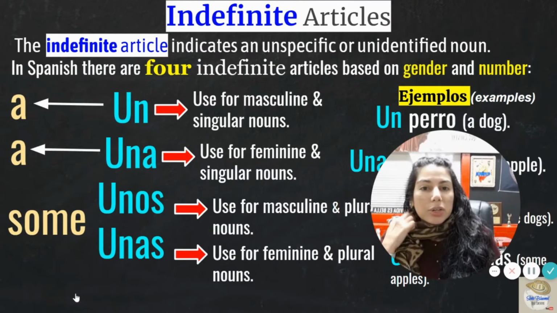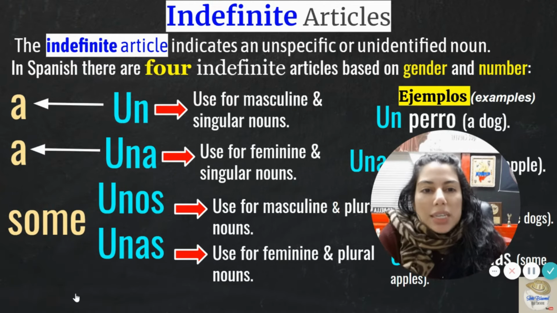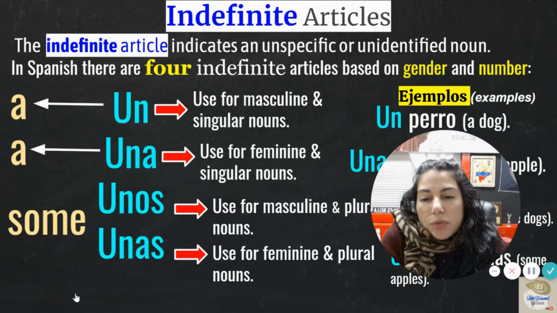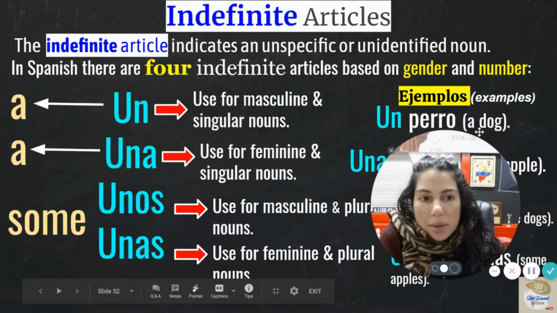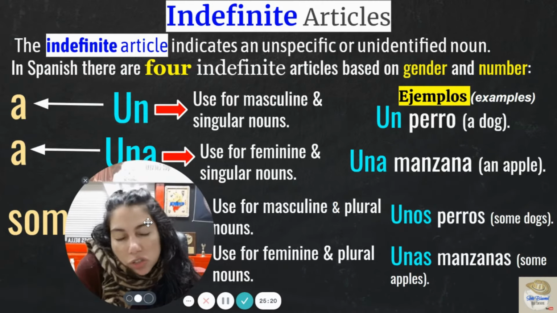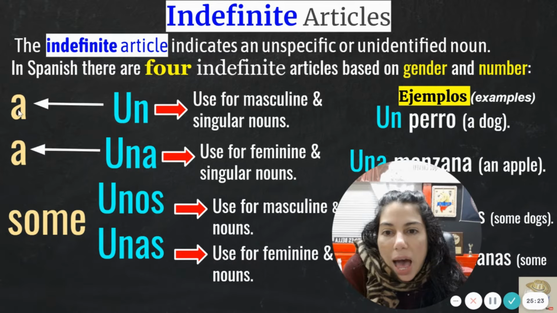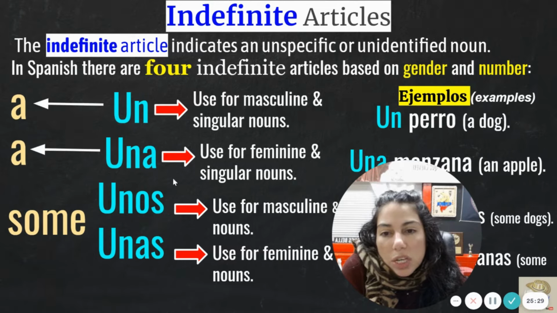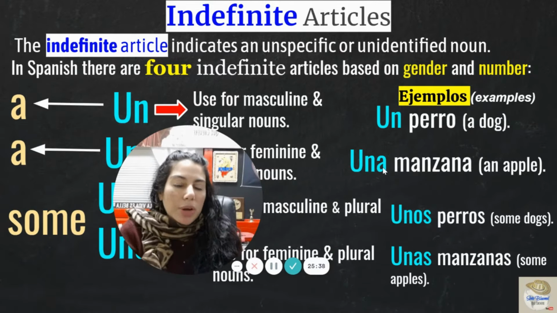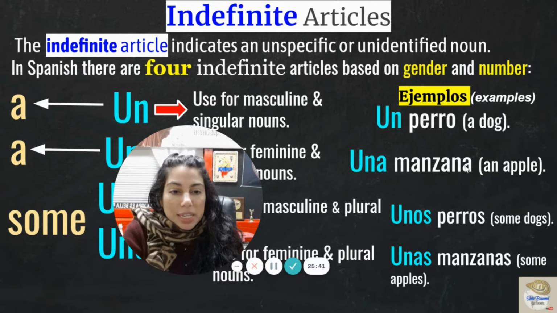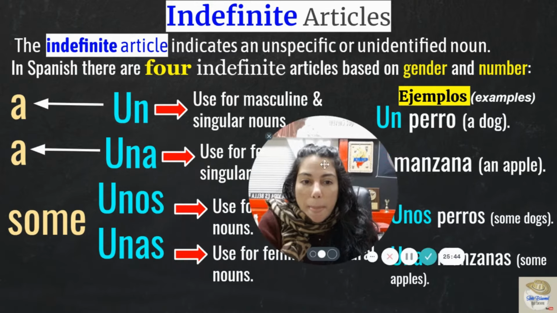Okay, so the indefinite article indicates an unspecified or unidentified noun. So, for example, if I say un perro, un perro is a dog. So that's just a dog. I'm not saying a specific dog, just un perro. So use un, which in English would be a, for masculine and singular nouns. Use una, which also means a in English, for feminine and singular nouns. So again, manzana is an apple, so I would have to say una instead of un manzana because it ends in a, so it's feminine.